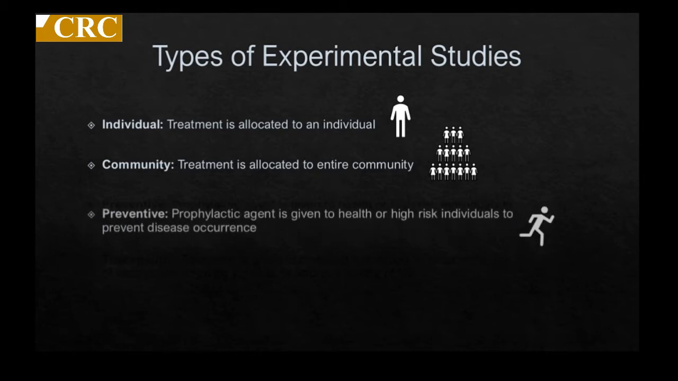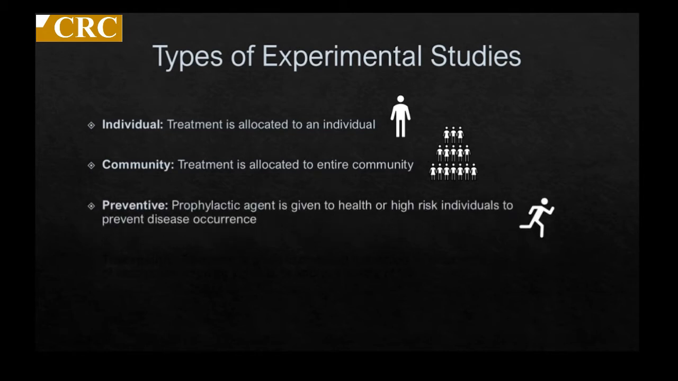Preventive trials. In preventive trials, a prophylactic agent is given to healthy or high-risk individuals to prevent disease occurrence. In preventive trials, we investigate a measure that prevents disease occurrence, known as a preventive or prophylactic trial. Trials that prevent or delay the onset of the disease among healthy individuals are called primary prevention trials. The trials that prevent or delay progression among diseased individuals are termed secondary prevention trials.